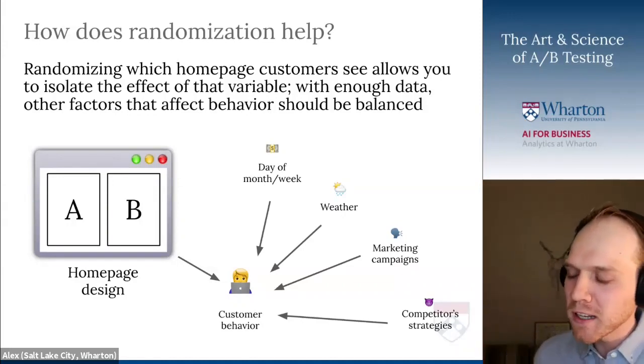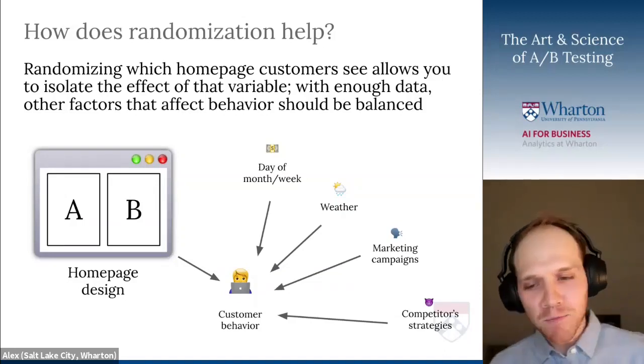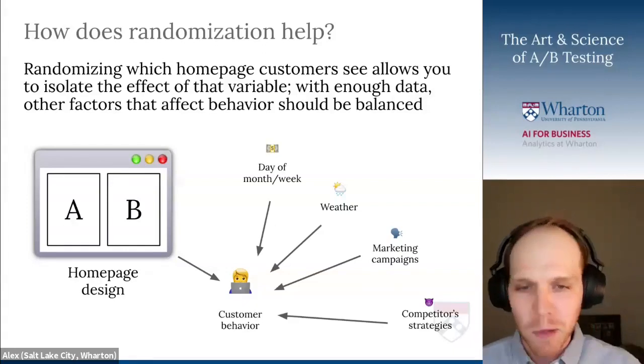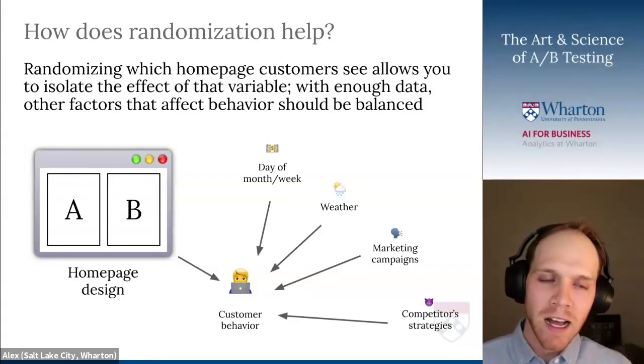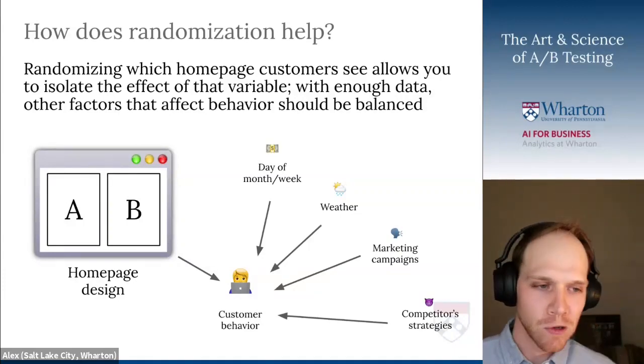And I'm avoiding this, so this talk is not going to contain any formulas. There are obviously ways of formalizing all of this using statistics, but I think this gives you a high-level, intuitive understanding of what randomization is doing for us in the first place.